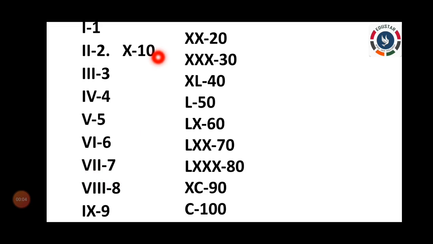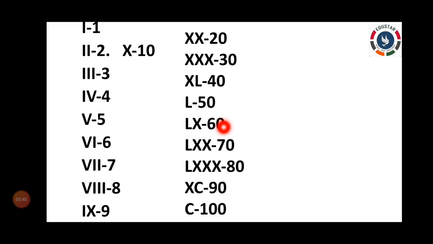X equal to 10. XX equal to 20. XXX is equal to 30. XL equal to 40. L equal to 50. So X we can use a maximum of 3 times. When you are writing 40, we want to subtract 10 from 50. So 50 minus 10. Write the smaller value first while subtracting the two values. So 10 for X, then 50 for L. So XL is equal to 40. That means 50 minus 10 is equal to 40. Then L equal to 50.